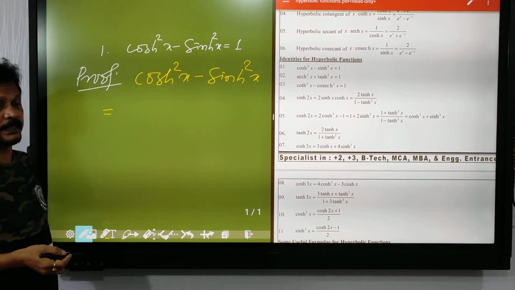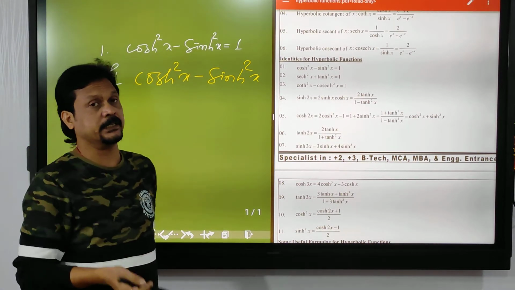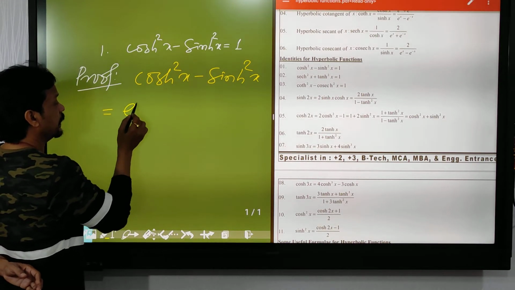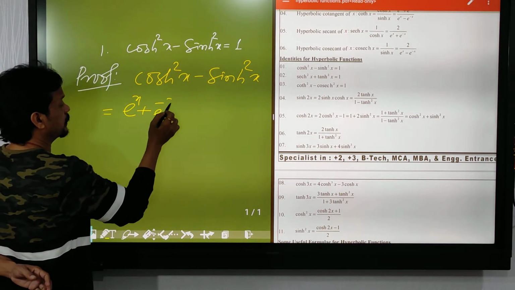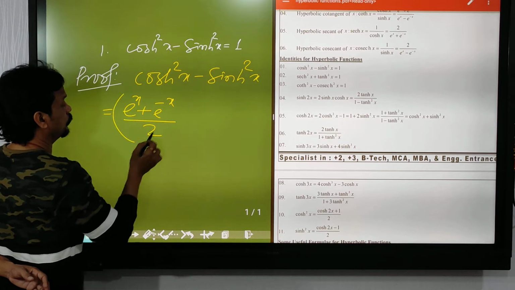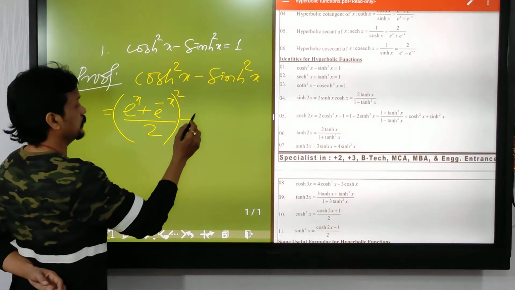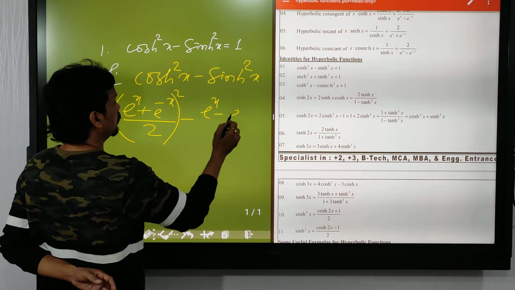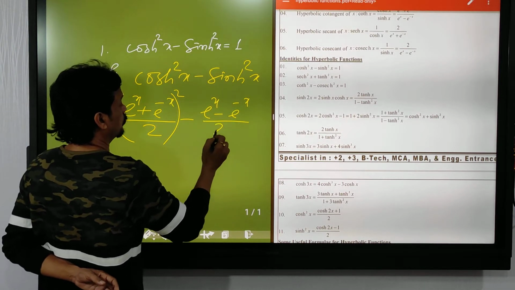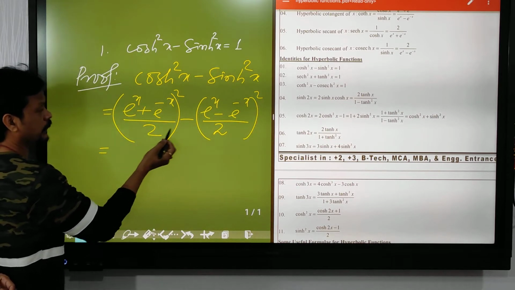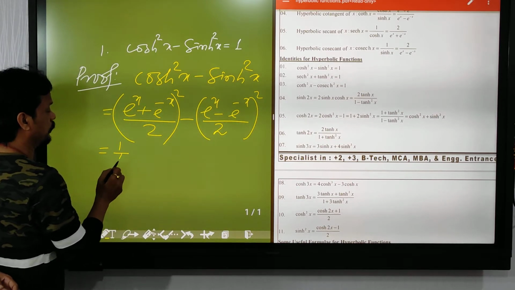Now cosh square x means the square of cosh x, and cosh x means e to the power x plus e to the minus x divided by 2, square of this one, minus the square of sinh x, e to the power x minus e to the minus x divided by 2. Take the whole square. Now 2 square is 4, 2 square is 4. I am taking 4 outside.